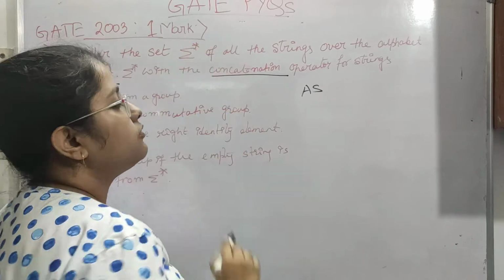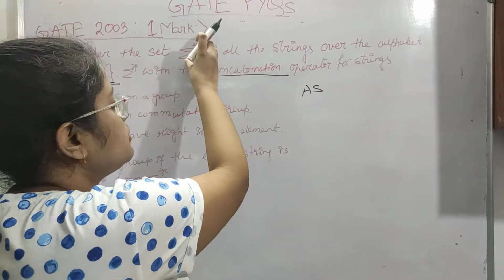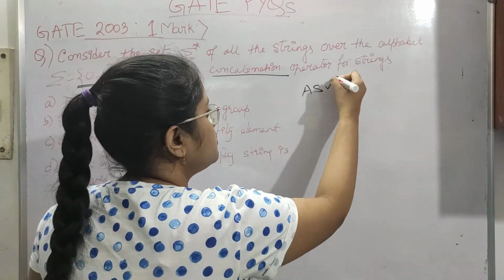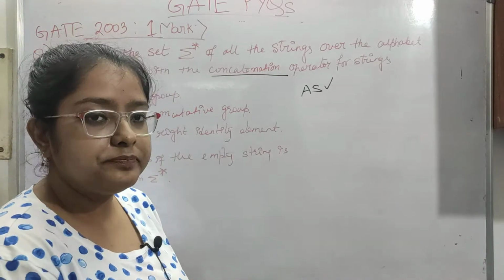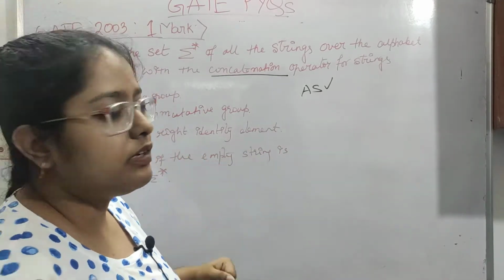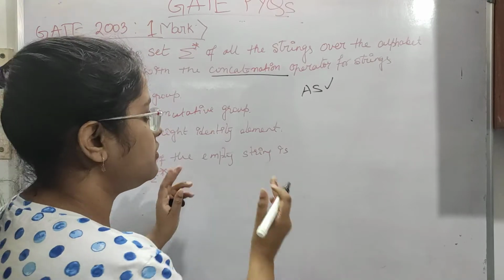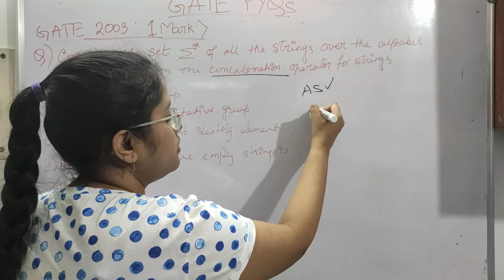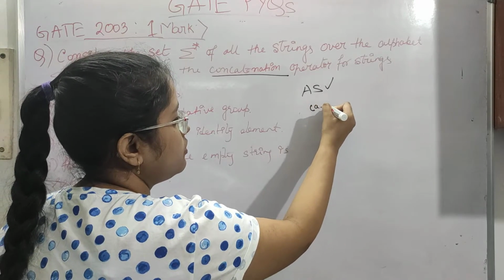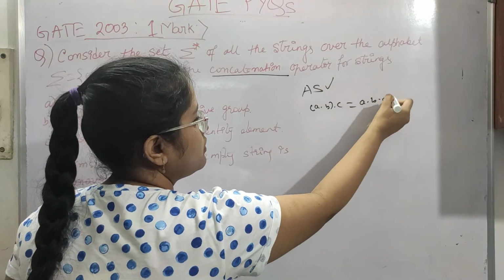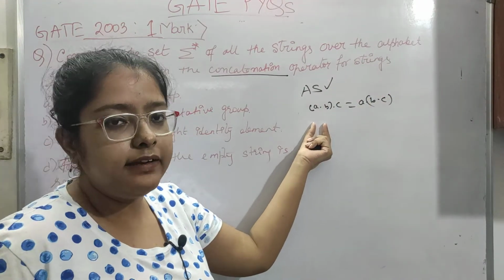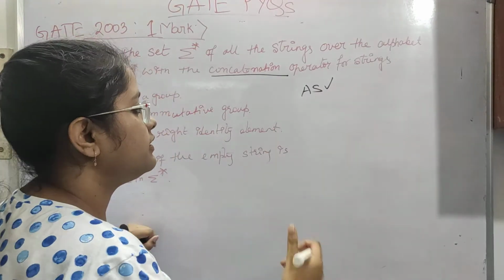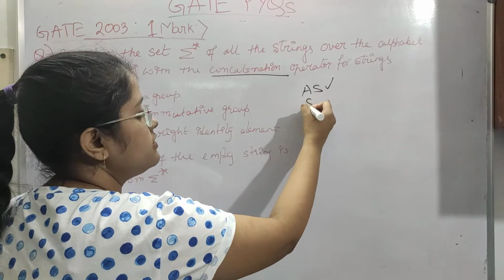So since it is the set of all strings over 0 and 1, it will always be closed. Okay, so it is an algebraic structure. So next is associativity. Associativity will hold, because if you take A dot B dot C, A dot B dot C, anyways if you are concatenating strings, this will hold. So you can say that this is associative, and hence this is a semigroup.